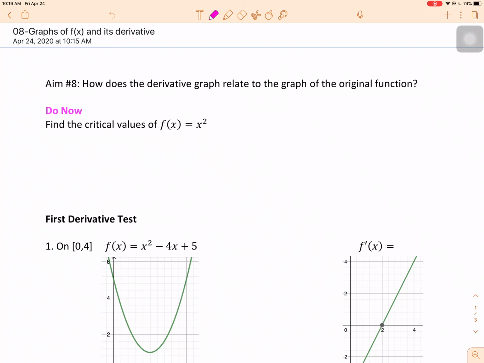Hey guys, so today we're going to look at the graphs of f of x and what the graph of its derivative looks like. Eventually we're going to start looking at higher order derivatives, but I want to look at this first. It says find all the critical values of f of x. Remember, that's going to be the turning points of f of x. So what we do here is we find the derivative. F prime of x is 2x. Set the derivative equal to 0 and solve, and you get x equals 0. So that's just a little reminder how we find critical values.